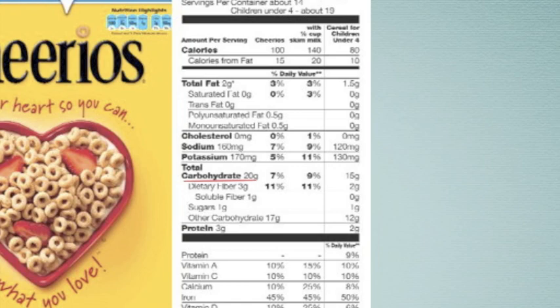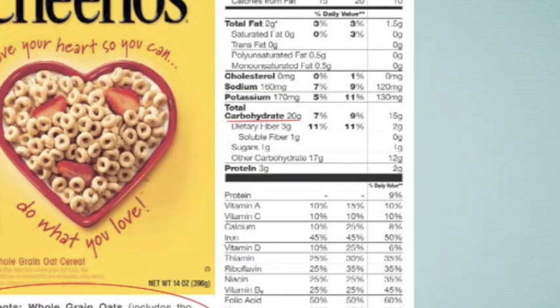Now, if we go back down, look at the total carbohydrate, right under that, you'll see dietary fiber, and that's 3 grams, and then right under that is sugar, which is 1 gram. And then they list other carbohydrates, which is the starch, and that's 17 grams.